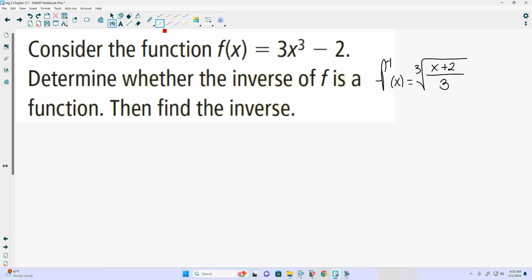You should get the cubed root of x plus 2 over 3 if you went through and solved this here. Because if we looked at the function itself to get it by itself, we were going to need to add the 2, divide by 3, and then take the cubed root to get it. So it's just looking at it one part at a time.